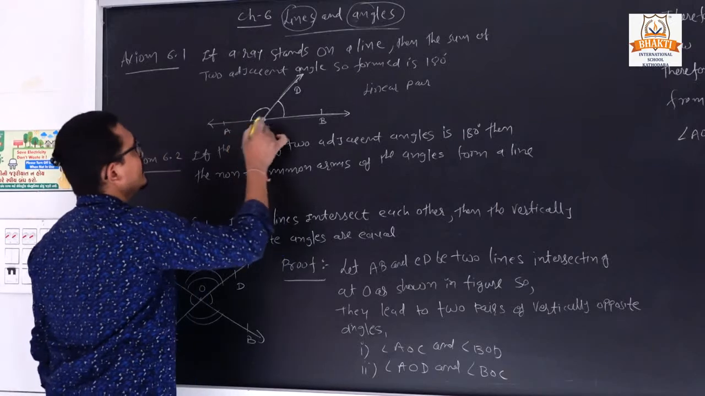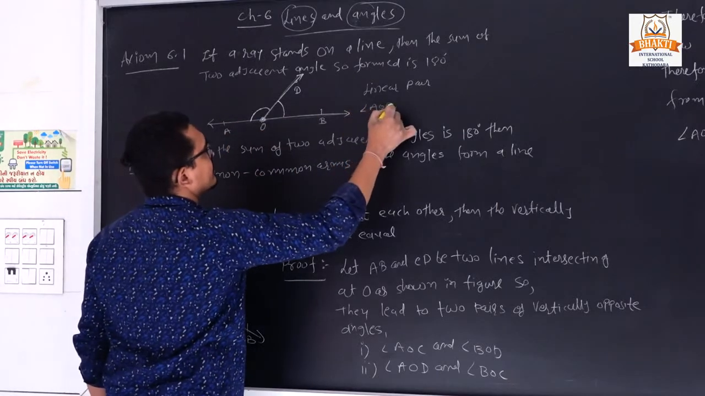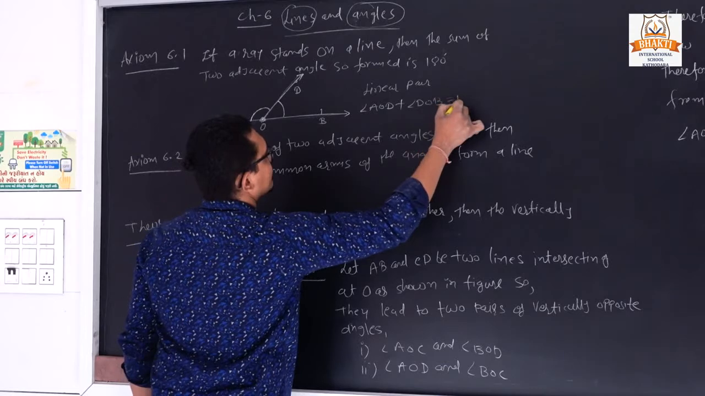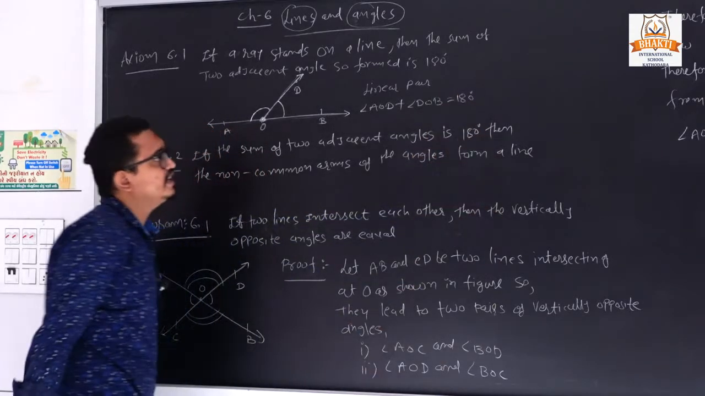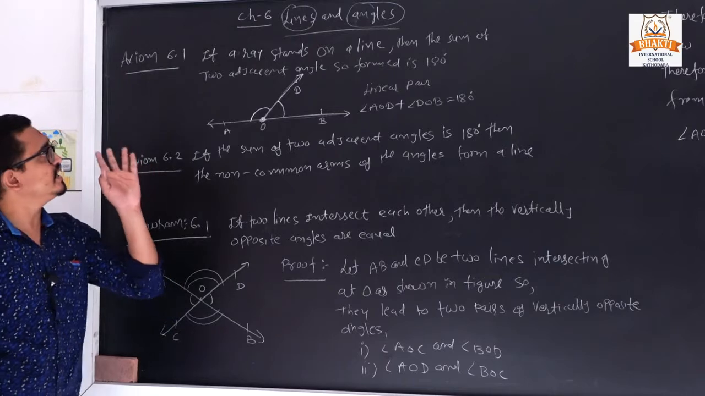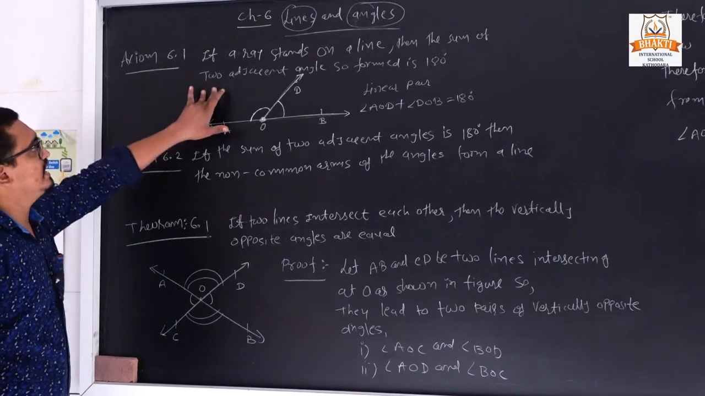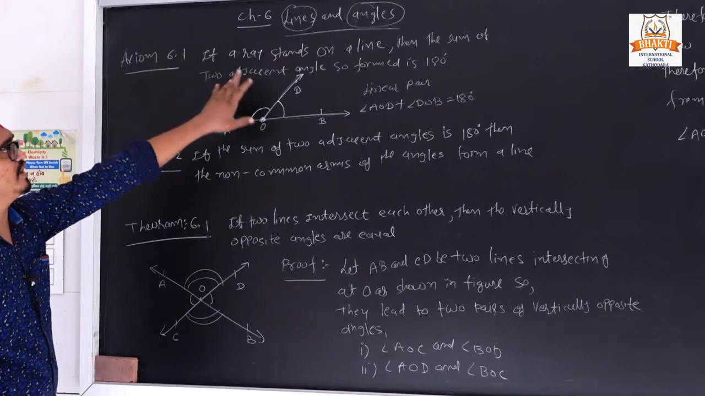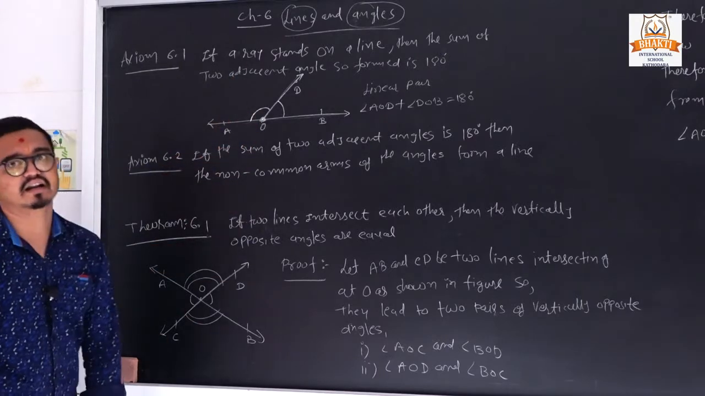It means AOD plus DOB is equal to 180 degrees. So the statement is clear. Any ray that is standing on a line makes two adjacent angles, and the sum of the two adjacent angles is always 180 degrees.